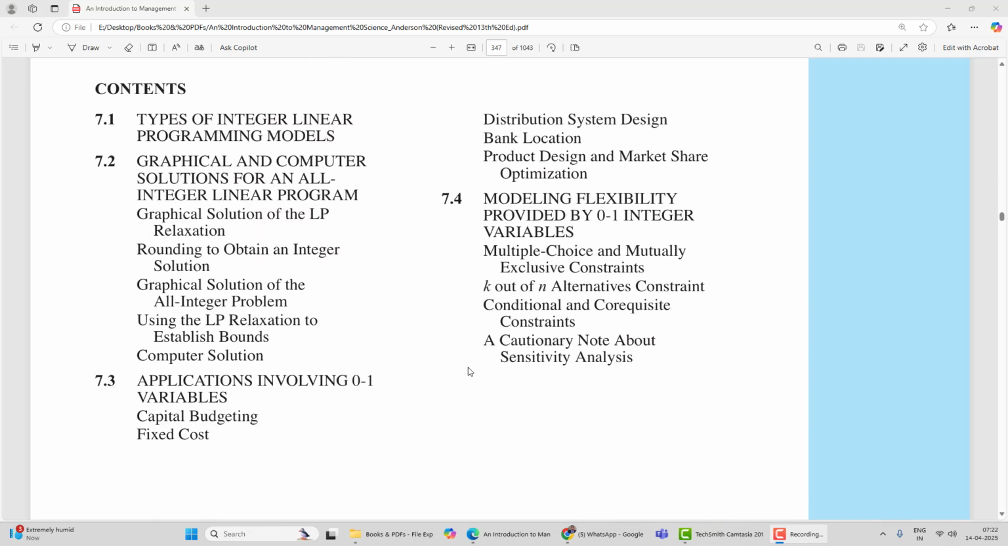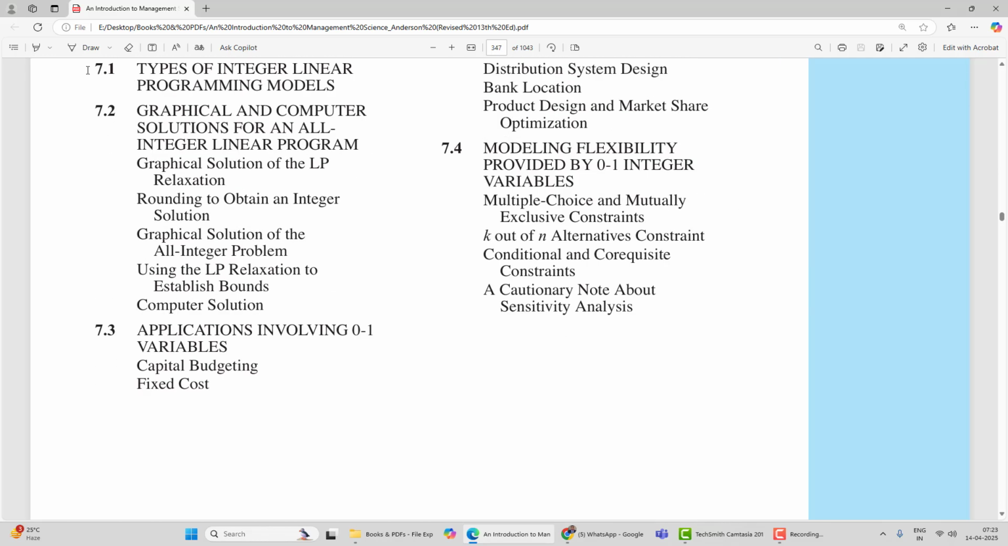But in this video, we are going to see applications like capital budgeting, fixed cost. These are applications involving 0 1, which are typically called binary variables. So capital budgeting, fixed cost, distribution system design, bank location, product design and market share optimization. In this video we are going to look at the bank location problem. So let us proceed to the bank location problem.